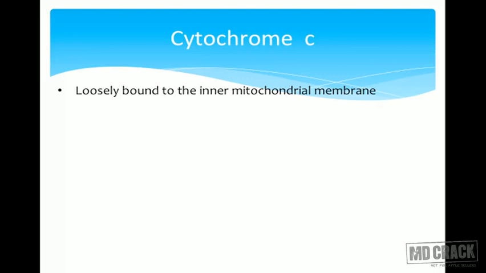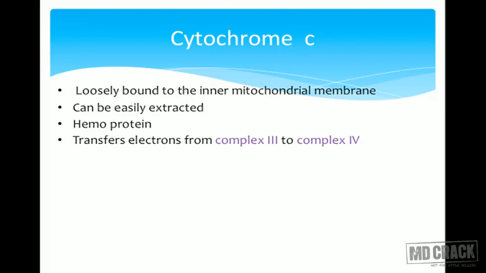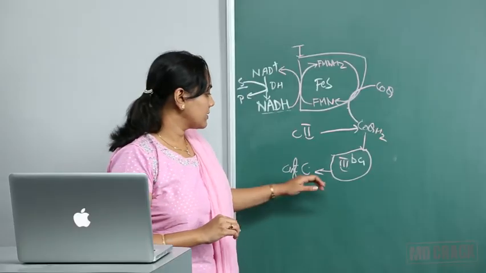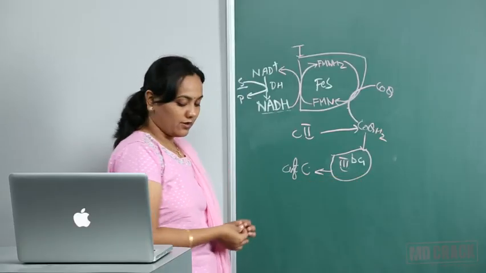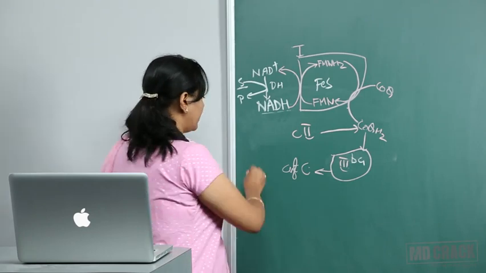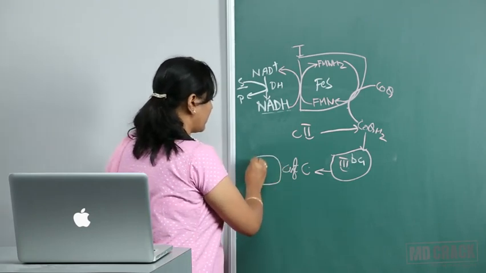Now cytochrome C, what are its characteristic features? Cytochrome C is loosely bound to the inner mitochondrial membrane. It is also mobile and can be easily extracted. It is a hemoprotein, just like all the cytochromes. It transfers electrons from complex 3 to complex 4. So cytochrome C takes up electrons from complex 3 and gives them to complex 4.